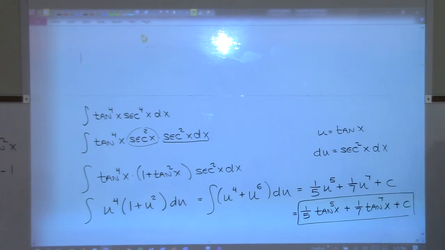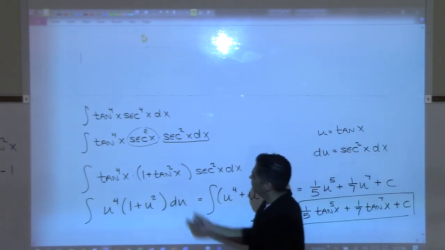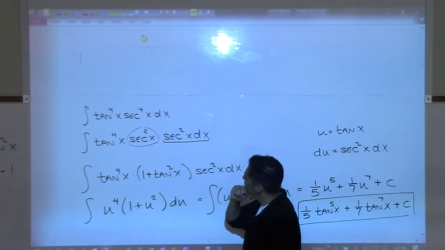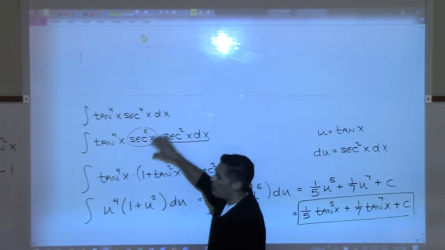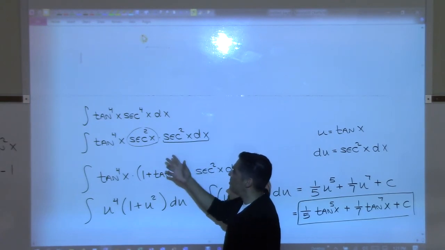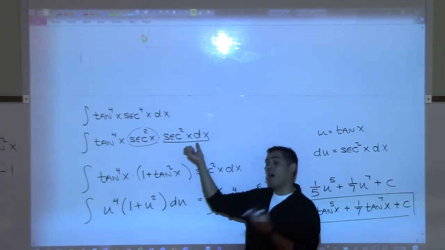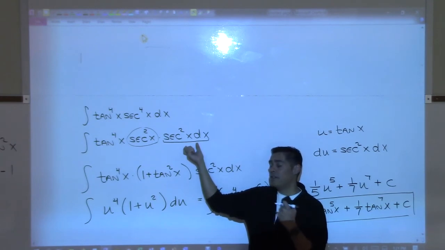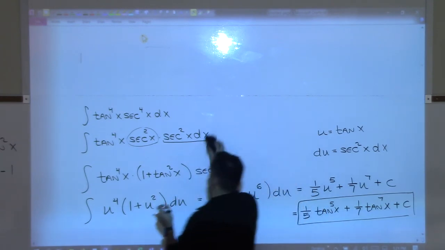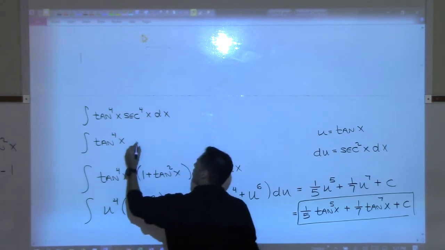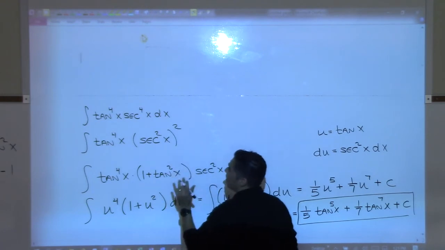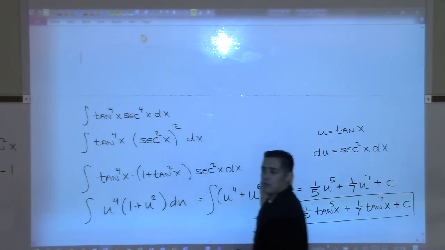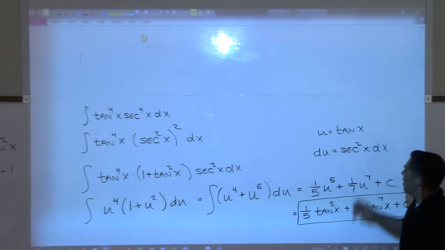Yes? For the second line, you could have rewritten it as tangent to the fourth x, parentheses secant squared, squared, right? Rewritten this as tangent to the fourth and then secant squared squared. Right. You could, but the method says you want to peel the secant squared off because you want that to be your du. So I guess here's what you're saying. Let me write it the way you're suggesting. If I rewrote that like this, I agree, okay? I agree that that's true. Does everyone agree that that's true? Yes. Okay, but here's the problem.